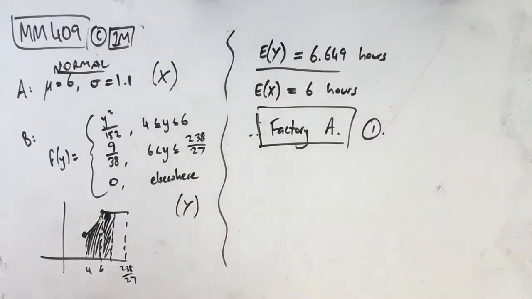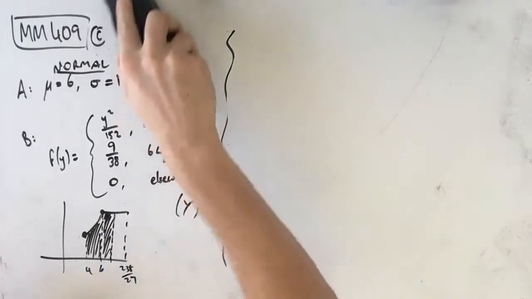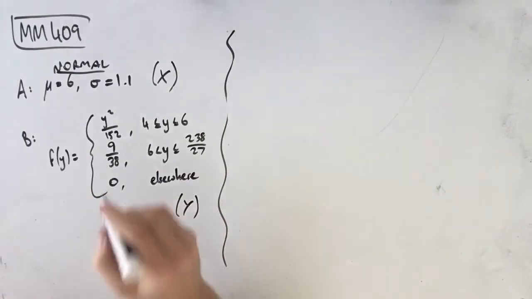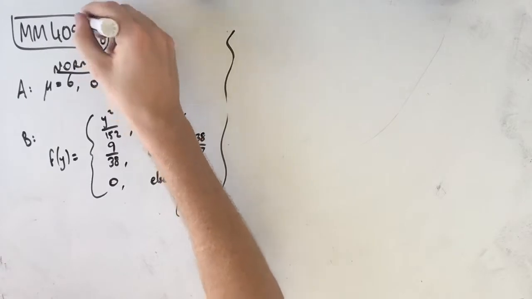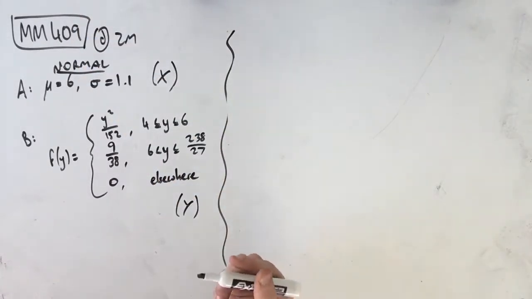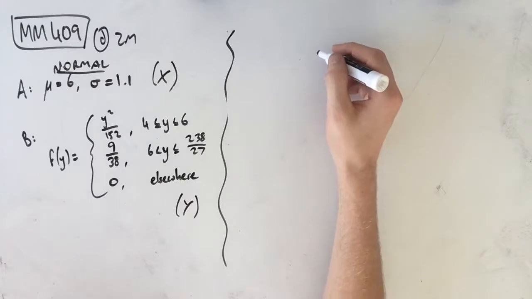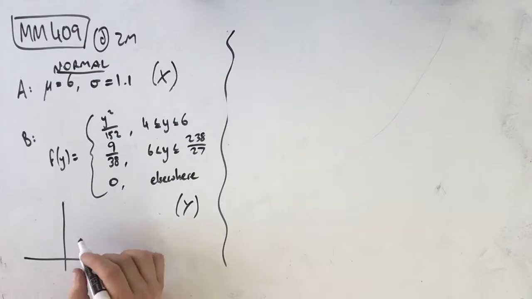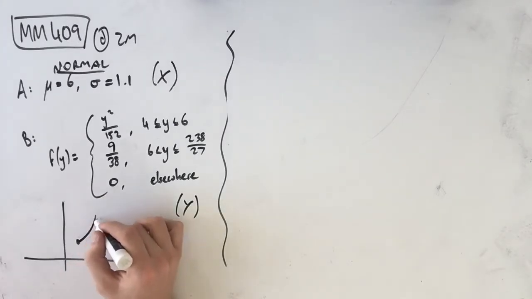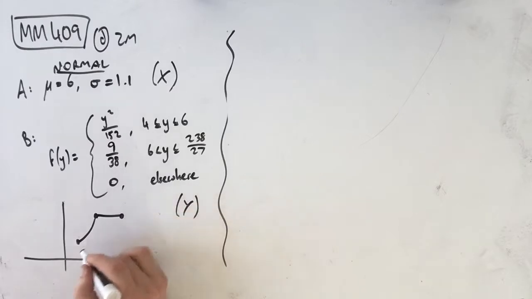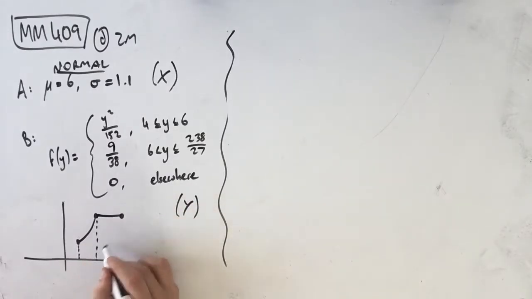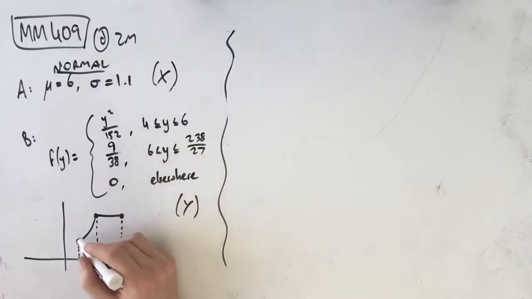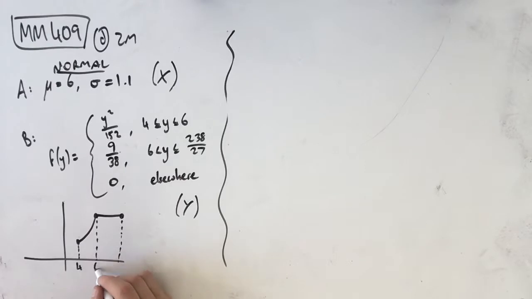Let's move on to part D. Part D can be a little tricky, especially because we've got these 2 functions. But let's work through it. Part D is a 2-mark question again. We've got these 2 functions, and I'm just going to redraw them down here. So this straight line here is our 9/38, and this is our y squared on 152.